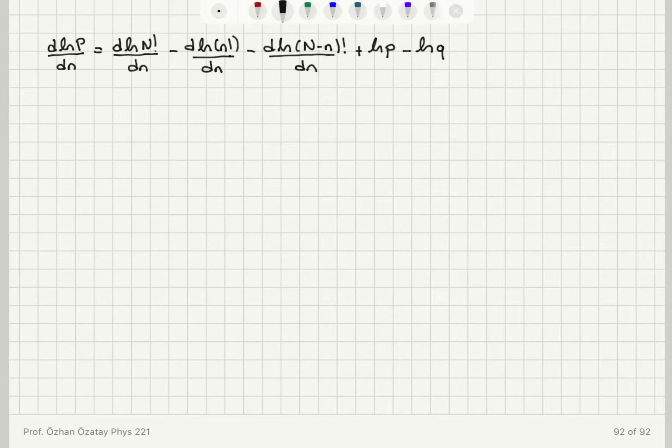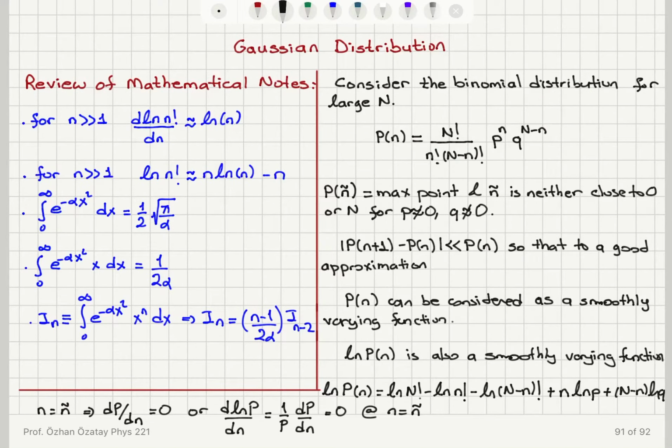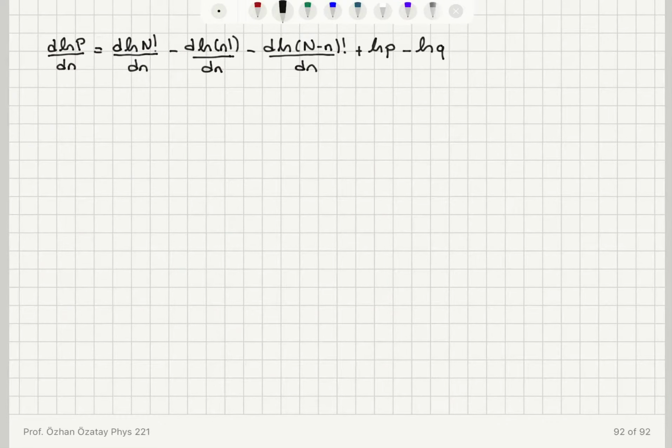Now I want you to recall the following relationship. The derivative of the natural logarithm of n factorial with respect to n can be approximated to be the natural logarithm of n for n much greater than 1. So basically, I'm going to say for this one, I can replace this derivative with the natural logarithm of n to a good approximation. Now, how about this one?